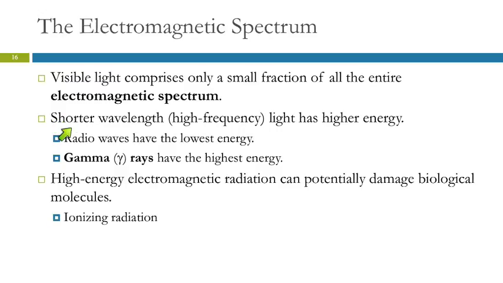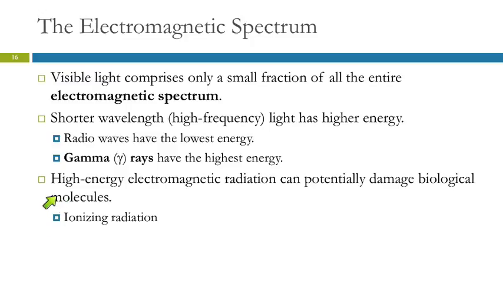Radiation with shorter wavelengths is higher frequency. That's higher energy. Things with longer wavelengths are low frequency and have lower energy. So at one end, we have radio waves. Radio waves are the same phenomenon as visible light, but they are just a much longer wavelength than visible light. These have very low energy. And gamma rays have very high energy, very short wavelengths, high frequencies.